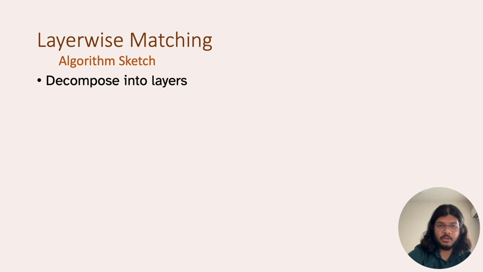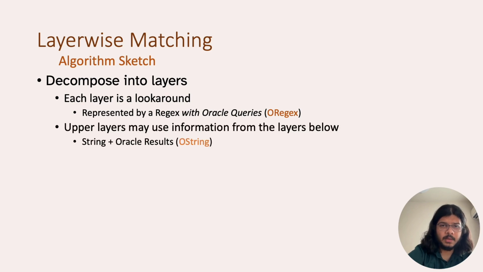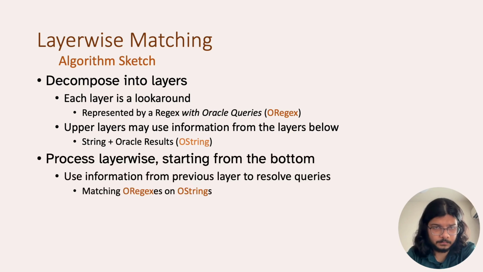Let us summarize this algorithm. The main idea is to decompose this expression into layers. Each layer represents a level of a lookaround. This decomposition produces regexes with oracle queries. We are going to call them O-regexes for short. When the upper layers are matched, they may use information from the layers below. Thus, we need the string packaged together with oracle valuations. We call this data structure an O string.